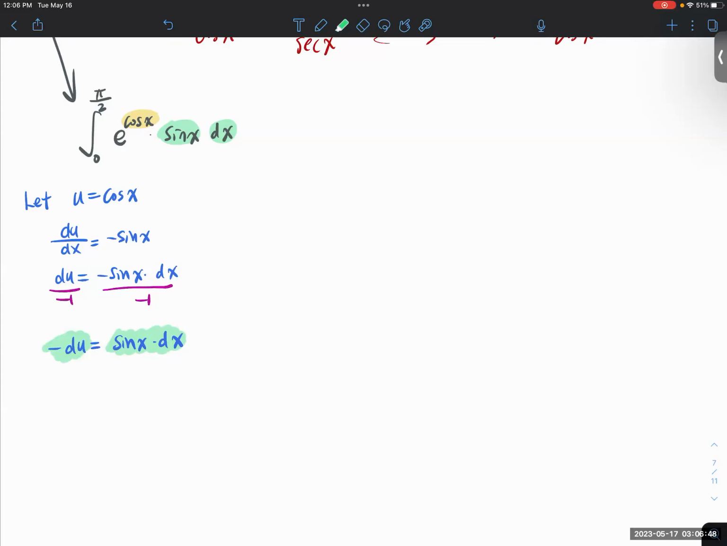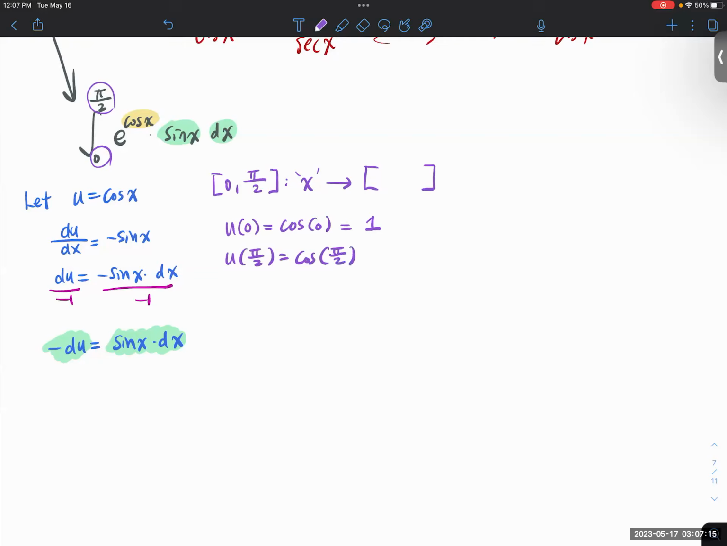And don't forget that this is a definite integral. What do you remember? We have to change the interval. So 0 to pi over 2 is in terms of the x variable. We need to change it to be in terms of the u variable. When x equals 0, u is cosine 0, which is 1. When x equals pi over 2, cosine pi over 2 is 0. Cosine 0 is 1, cosine pi over 2 is 0. So we have 1 and 0 in terms of the u variable. So that's your new interval, correct?